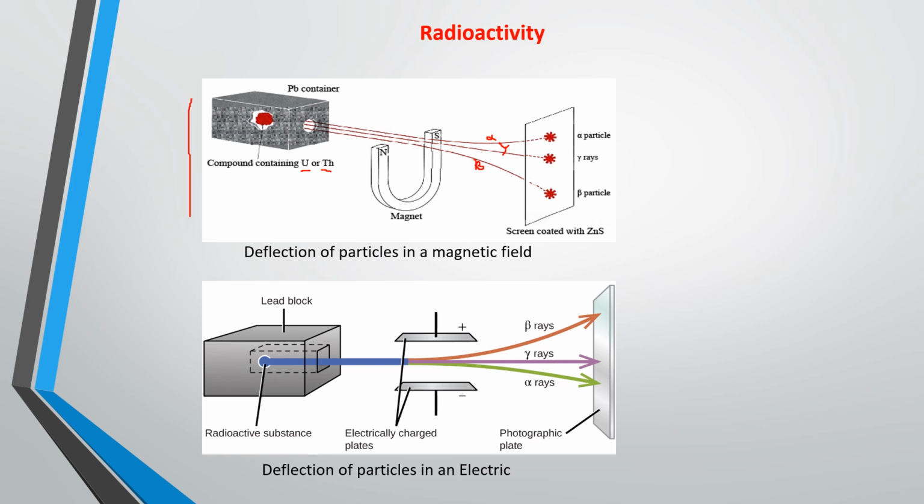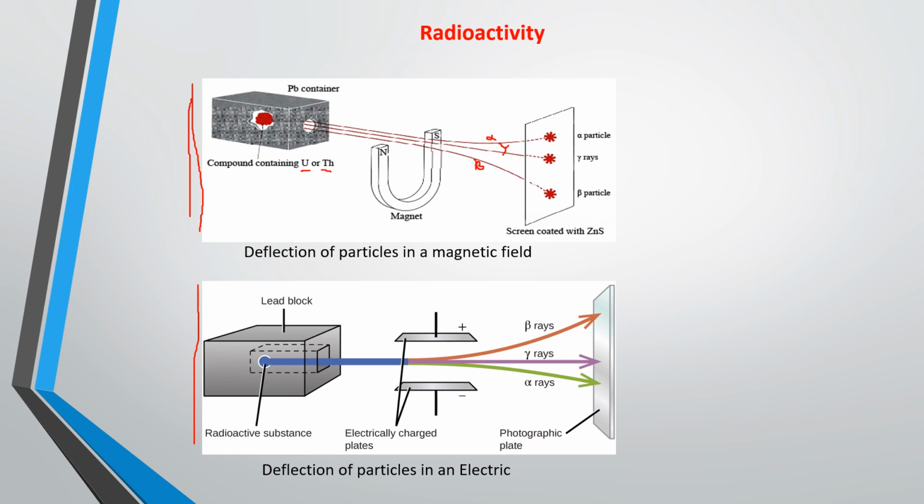Now when they are in an electric field, they still have their differences. Beta particles are deflected towards the positive plate, while alpha particles are deflected towards the negative plate. The gamma rays are not deflected. So this behavior of the particles released from a radioactive substance is very important, so take note of it, because these are typical examination questions.